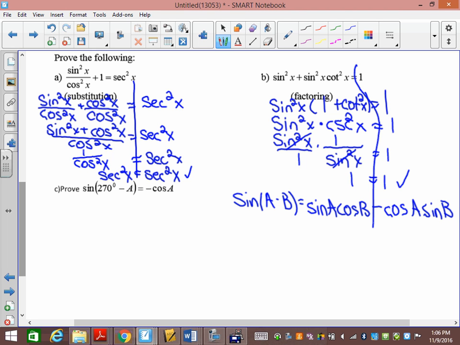And this is A and this is B. I know it's confusing, but it's not. So we're going to go sine A, where A is 270, cos B, which is actually A, minus cos A, which is 270 degrees, sine B, which is actually A, equals negative cos A.